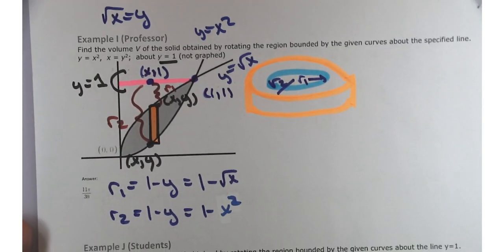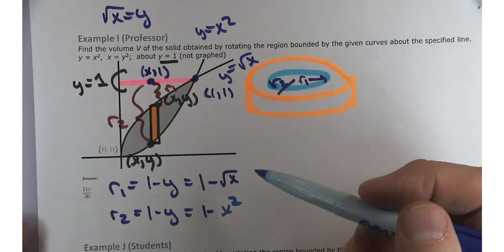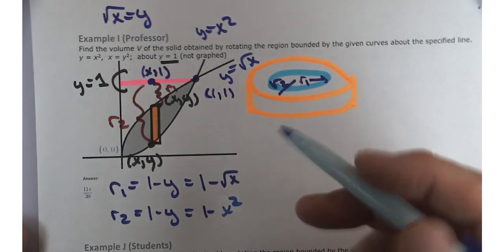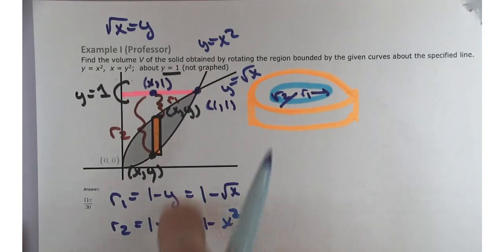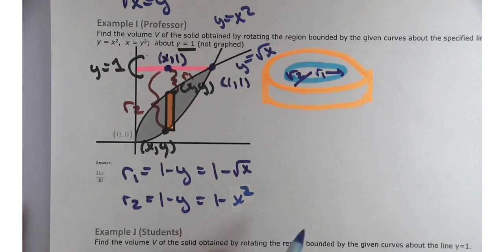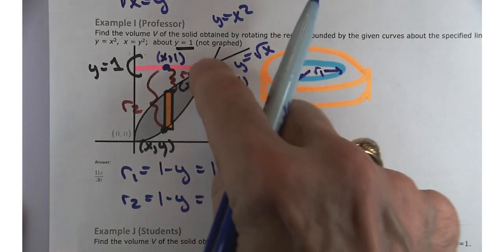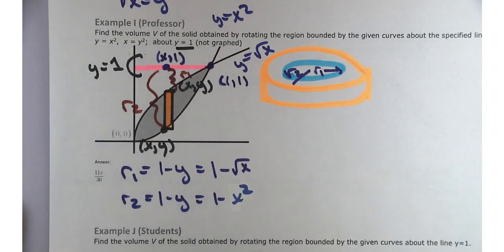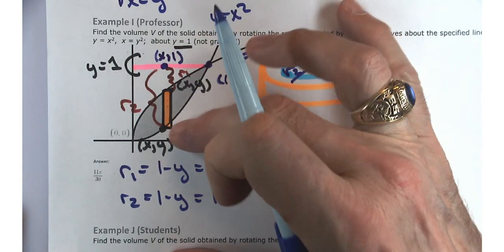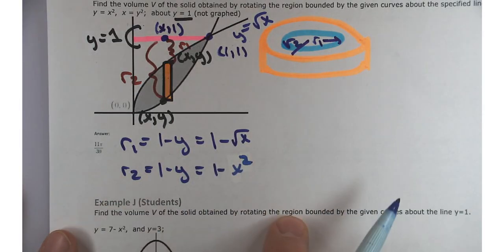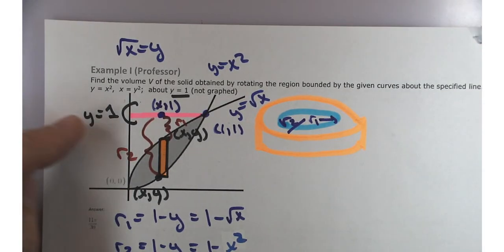Yes? Is R1 generally always like a top function? It depends on the axis of rotation. So in this case, if I move this y equals 1 down to y equals -3, then the roles of R1 and R2 are going to reverse because the outer radius and the inner radius are going to change if I have something down here for an axis of rotation. So it kind of depends on the position of your axis of rotation.